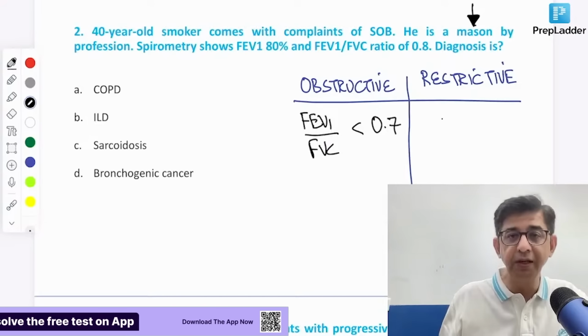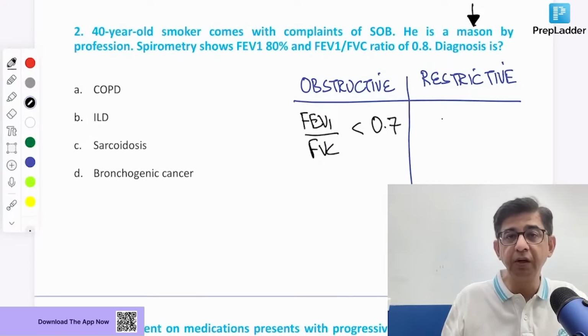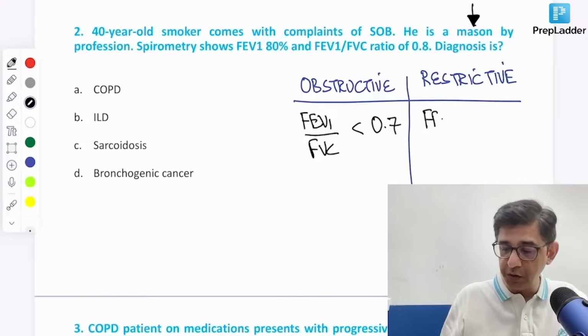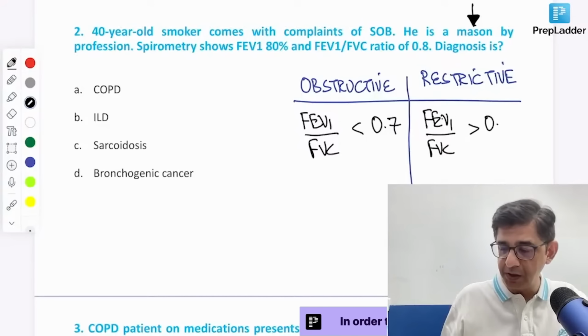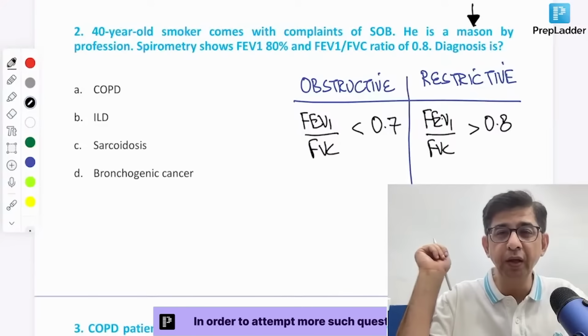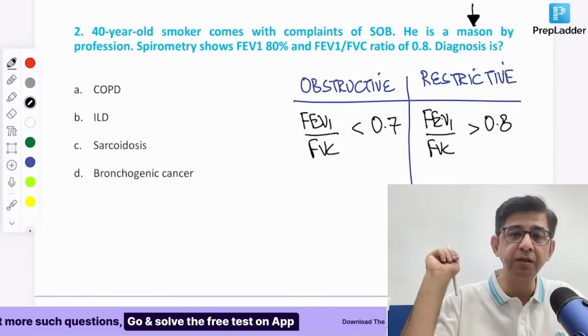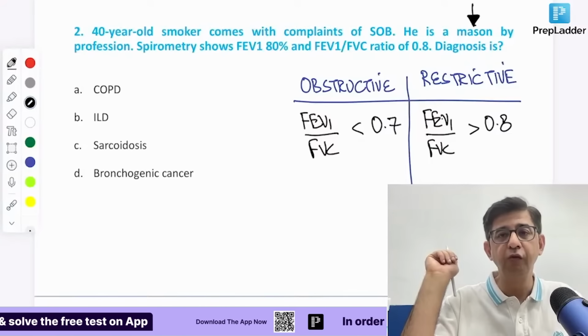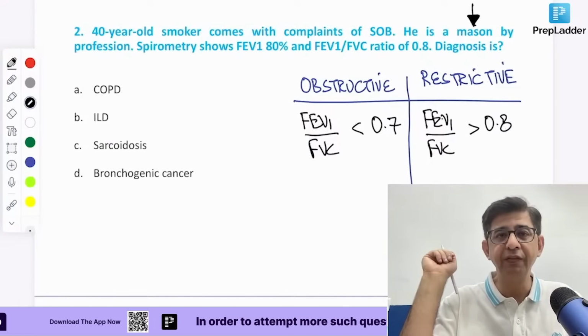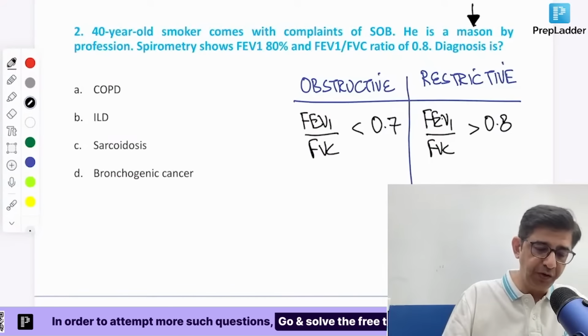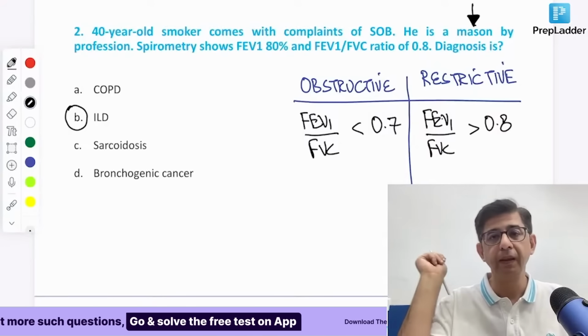If this ratio was less than 0.7, you will say obstructive. If this ratio is more than 0.8, then you will say restrictive. So it's just testing your baseline knowledge. Don't get biased by the word cigarette smoker. Focus on the timed vital capacity in this question. The correct answer for this question is option number B.